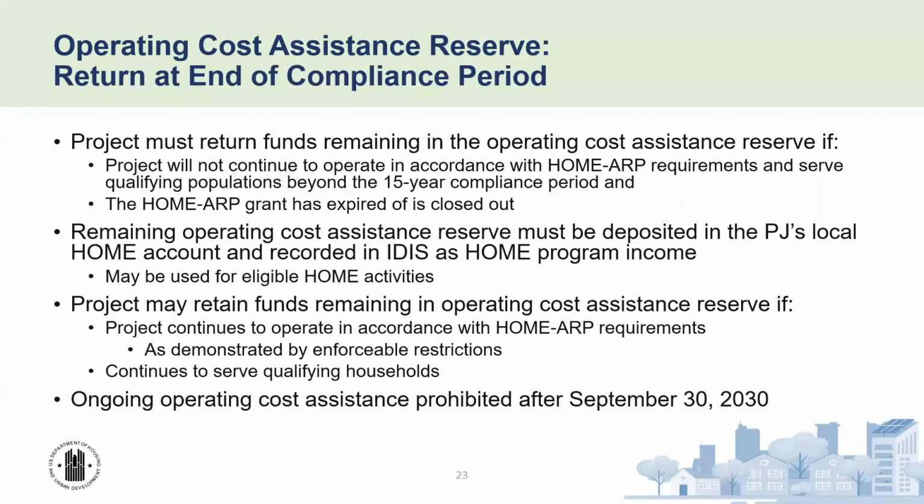At the end of the HOME-ARP compliance period, any funds that remain in the operating cost reserve must be returned to the PJ if the HOME-ARP grant has expired or been closed out, and the project will not continue to operate in accordance with the HOME-ARP requirements. The remaining operating cost assistance reserve must be deposited in the PJ's local HOME account and recorded in IDIS as HOME program income. That permits the PJ to use the funds for any eligible HOME activity in accordance with the HOME regulations at 24 CFR Part 92.